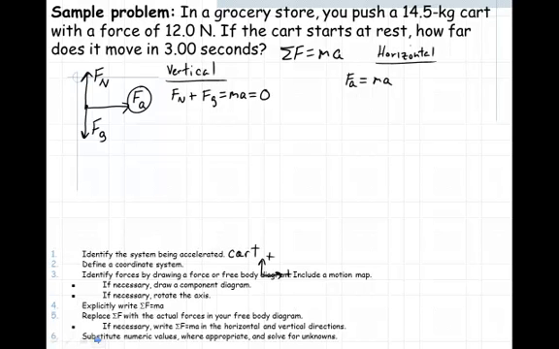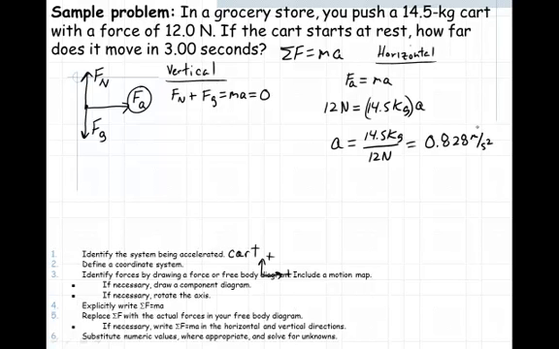So in this case, it looks like our applied force is 12 newtons. Our mass is 14.5 kilograms. And our acceleration is unknown. So what we therefore do is divide both sides by 14.5 kilograms, and we get 12 newtons divided by 14.5 kilograms. And we get an acceleration of 0.828 meters per second squared.